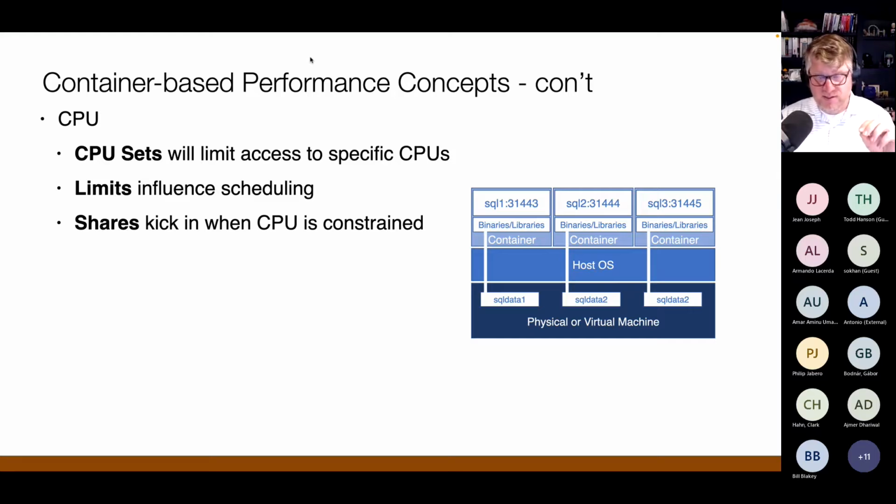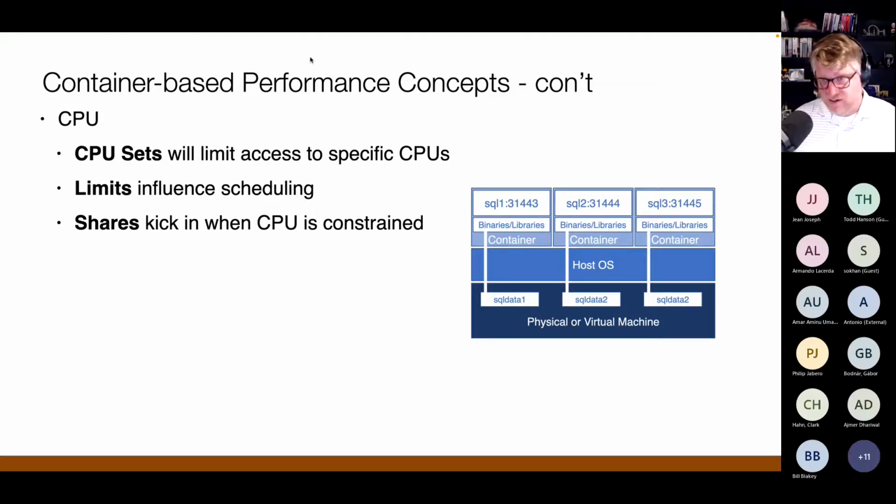I can put an upper boundary from a percentage standpoint with a limit, and that's going to influence the scheduling across the cores inside the box, or shares, which are basically limits that kick in when CPU starts to get constrained. All of these different techniques, though, rely on the scheduler of the base operating system to allocate access to the CPU, right? If you think, what does that really mean?